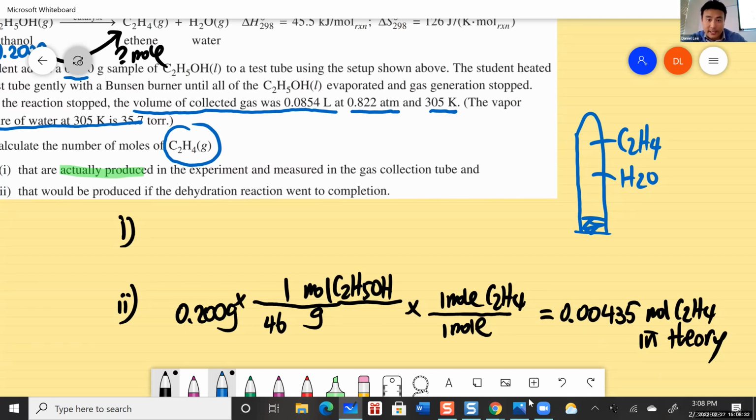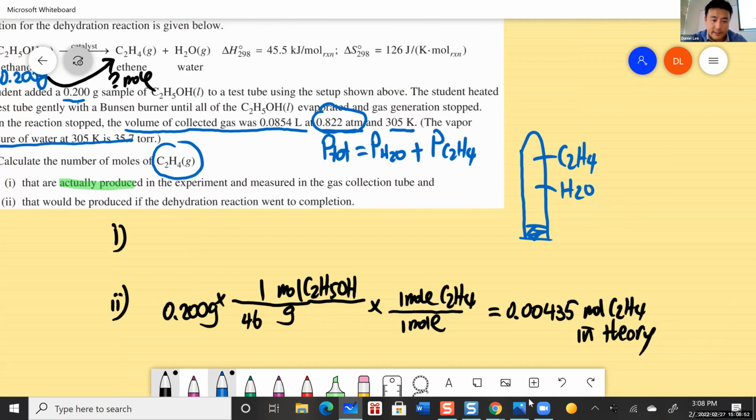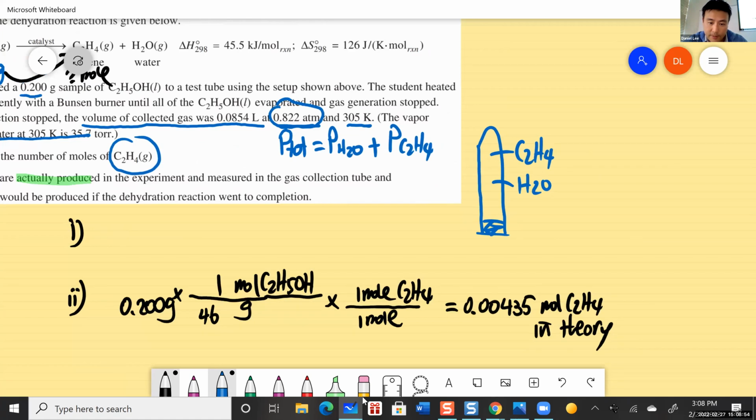I have to first take out water. This point A2 includes water. That is the total pressure. You always have to take out water. There's always water that interferes with your gas. So how do we do that? You get a point for showing work, so you have to do that. The vapor pressure of water we're told in the parentheses is 35.7.